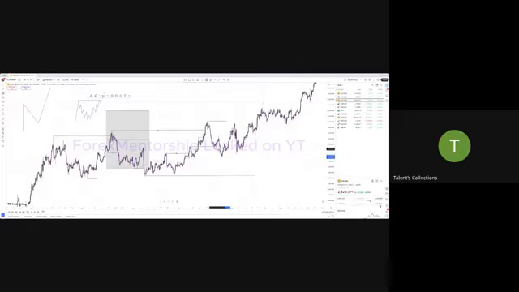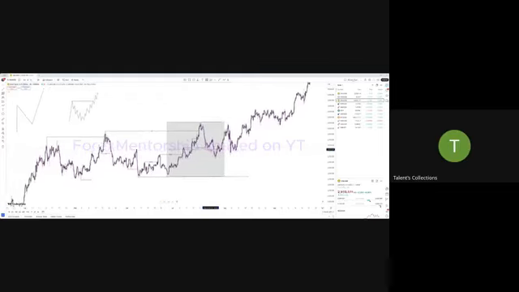Now, after this change of character, we got this break of structure and price tapped into what? Price tapped into discount levels. Watch. You see price taps into discount levels here. After tapping into the discount level, what happened? It took out this previous high. Automatically, that tells us what? That gives us a change of character too.